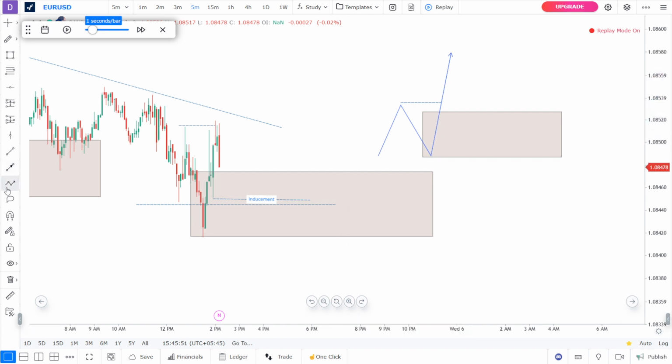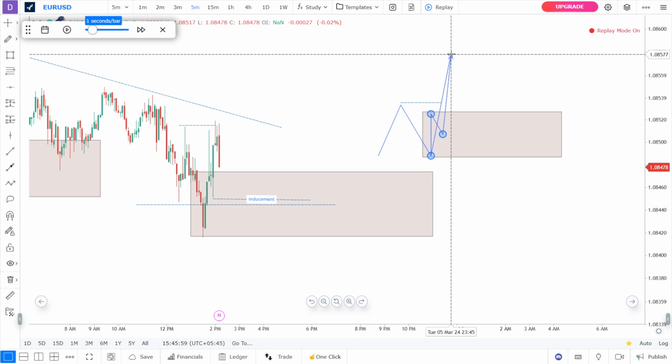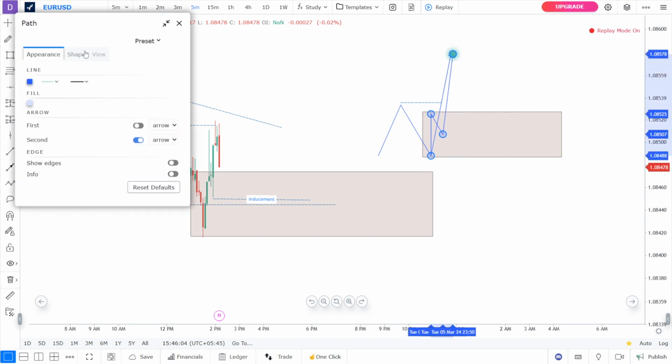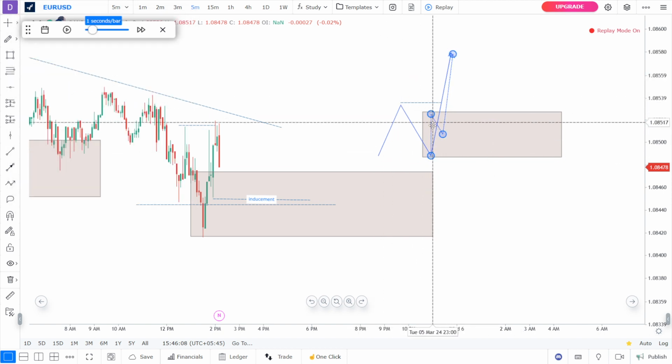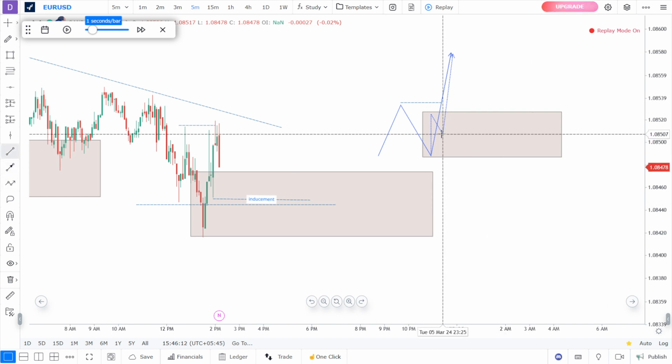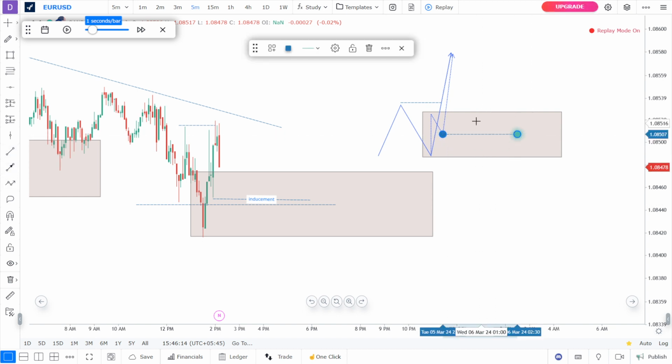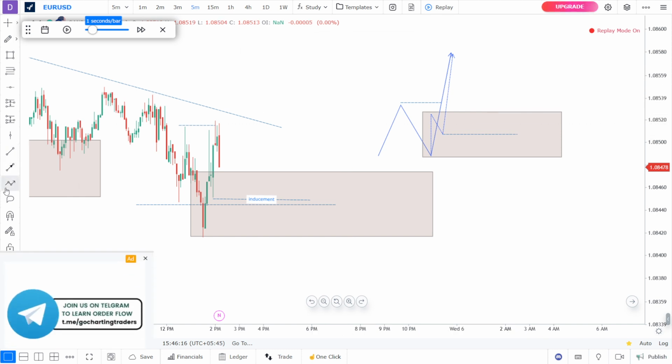Inside this 15-minute structure, we go to the 5-minute. In the 5-minute, inside this leg, there is something like this. So this is our 5-minute leg inside this 15-minute structure. We want this to be taken out first to look for long, so we want the price to come back down.